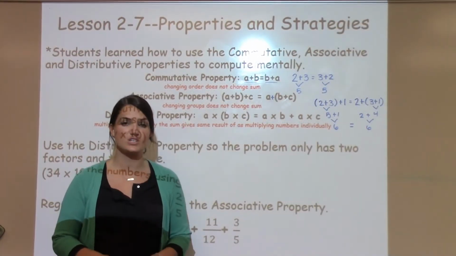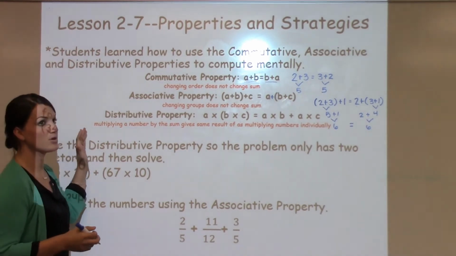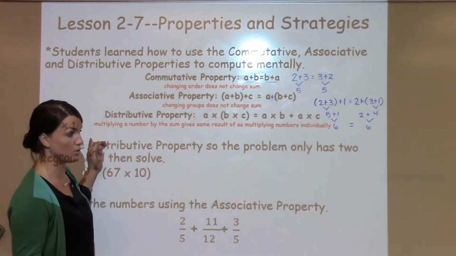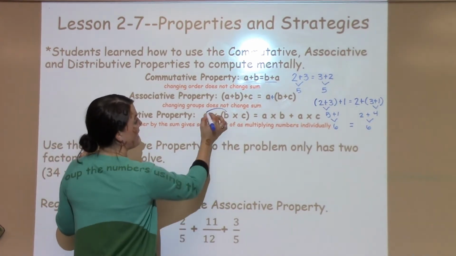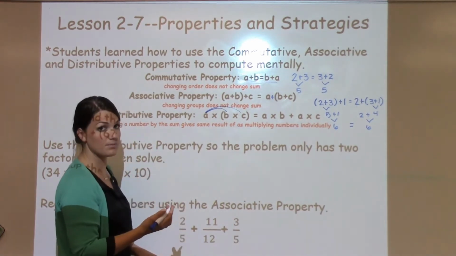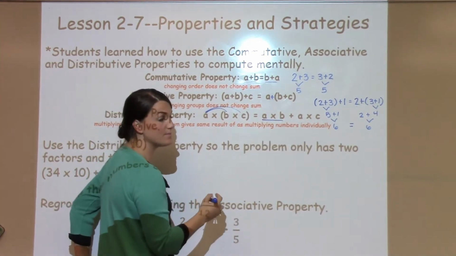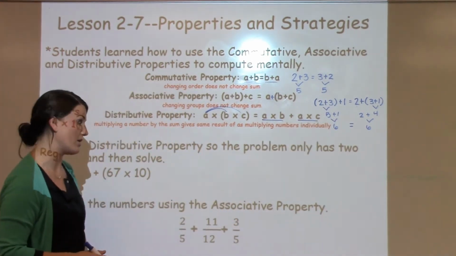The last property students learned was the distributive property. The distributive property says that when you multiply a number by the sum, you get the same answer as if you multiplied those numbers individually. So when we think about the distributive property, we think of the word distribute. I distribute the A to the B and to also the C. It's the same exact thing as if I took A times B and then added A times C, which I'm going to show an example of down below.